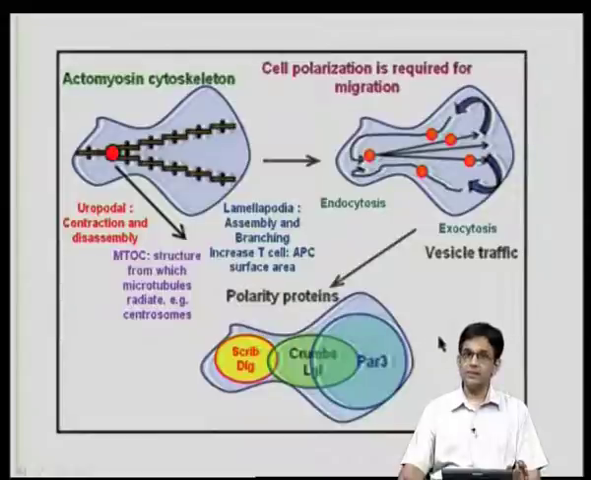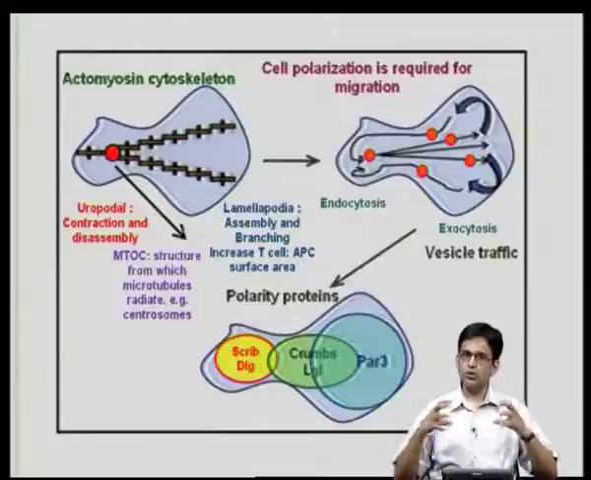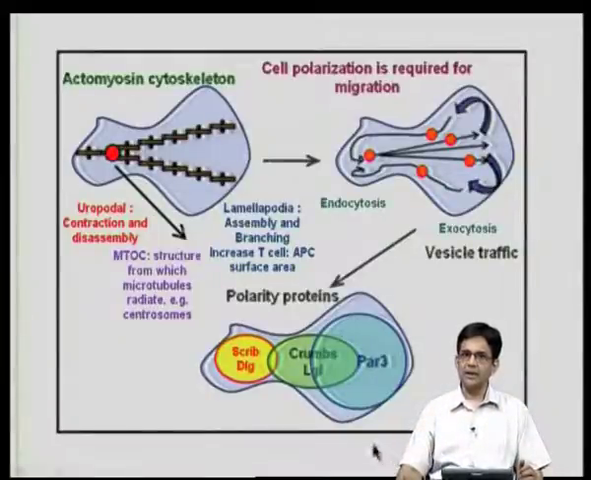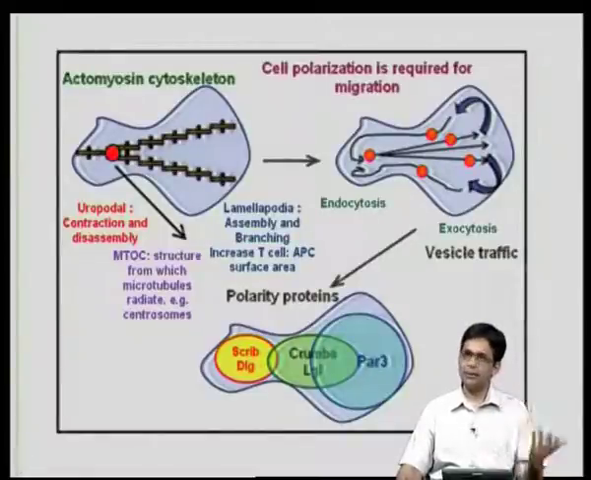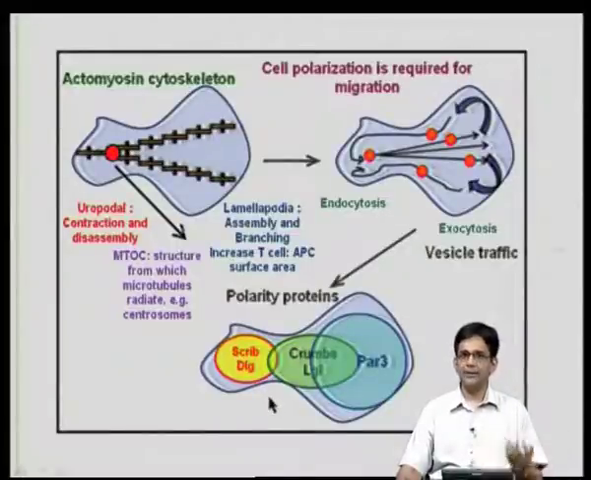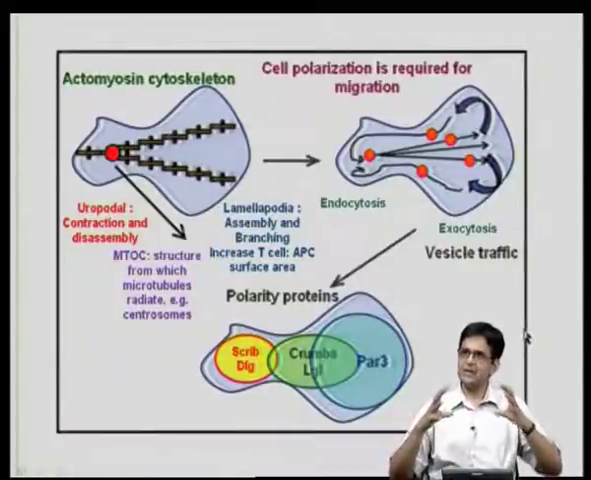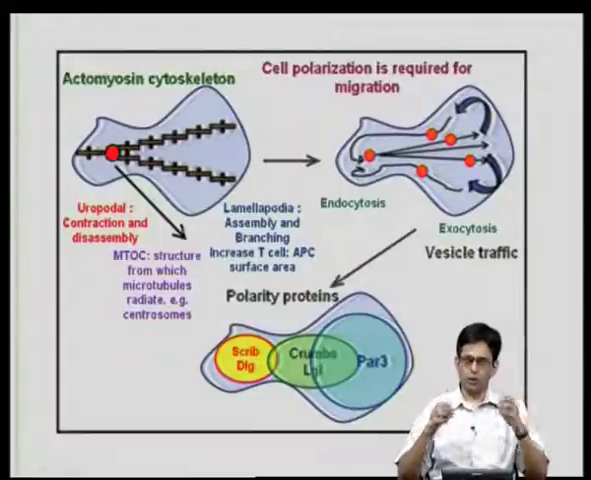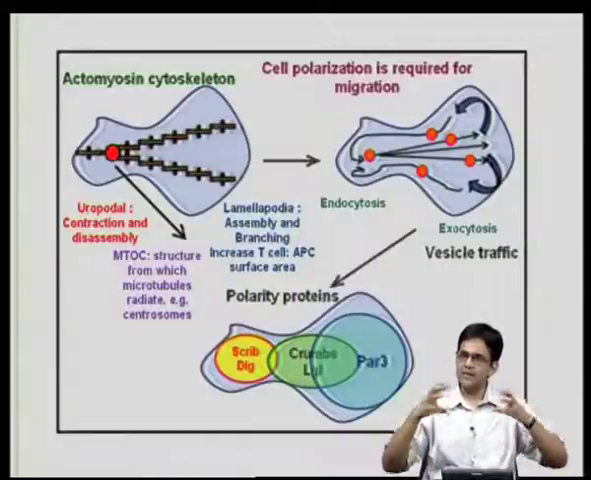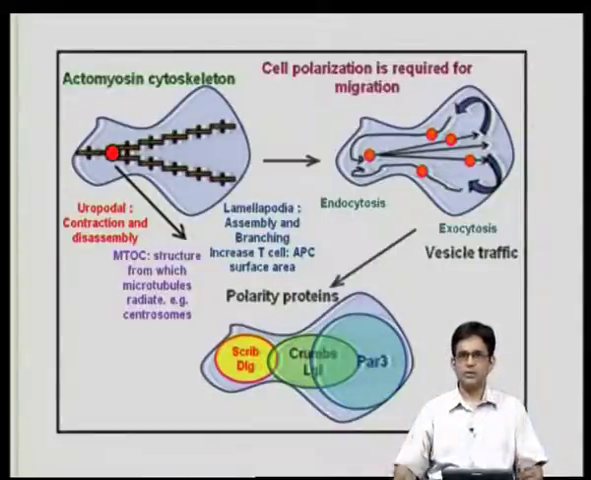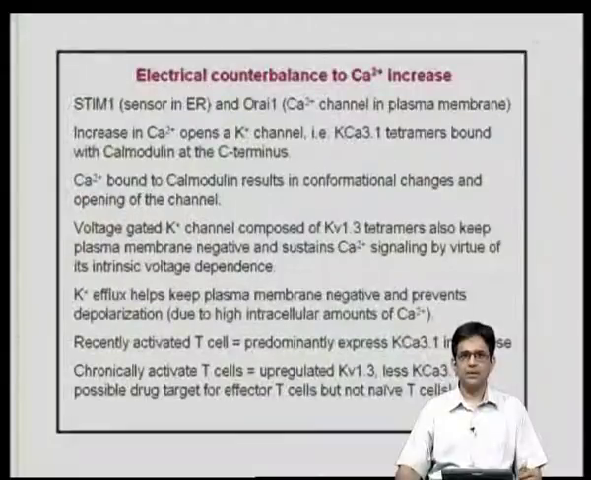What is also interesting is that in these T cells you have a distribution of proteins. For example, PAR3 is found more towards the leading edge or the lamellipodia compared to the uropod, whereas SCRIB and DLG are more towards the uropod than the leading edge or the lamellipodia. So, you can see that there are distinct structures that play an important role. There is a distinct organization of these T cells, and you have these different proteins found in different locations, which play an important role in this process.